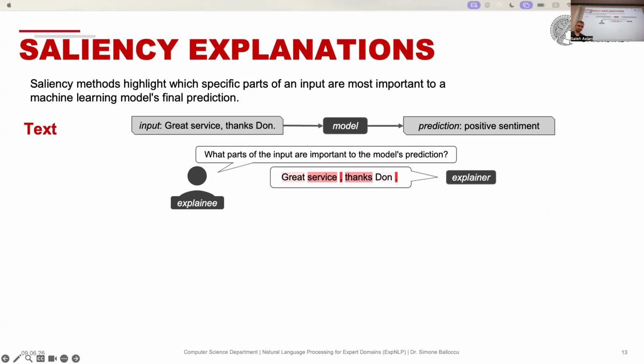So let's go deeper into saliency explanation. As I said, it looks into the input and what parts of it matter the most. Imagine you are analyzing some text with a model for doing sentiment analysis, and consider that the input text is "great service, thanks Don," and the model needs to decide whether this is a positive sentence or a negative one. The model looked into it and decides that this is a positive sentiment, but then we look into what parts of the sentence and which tokens mattered most.